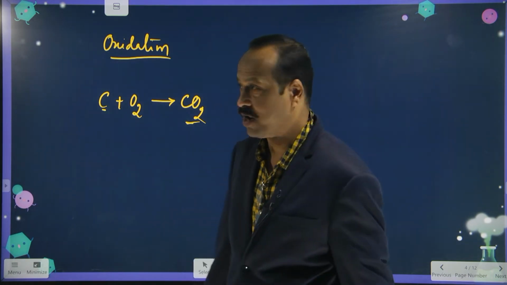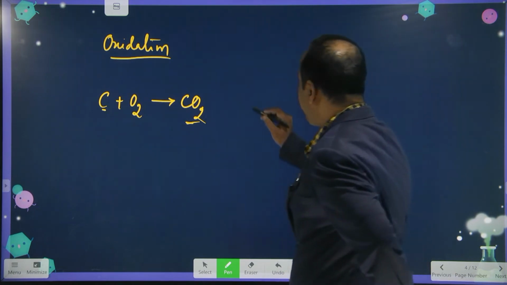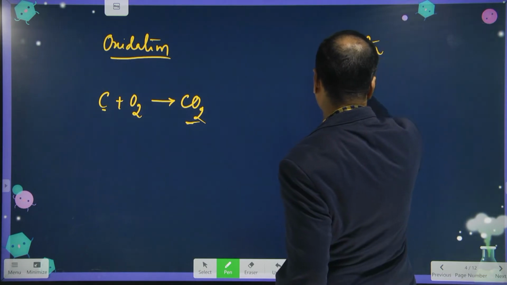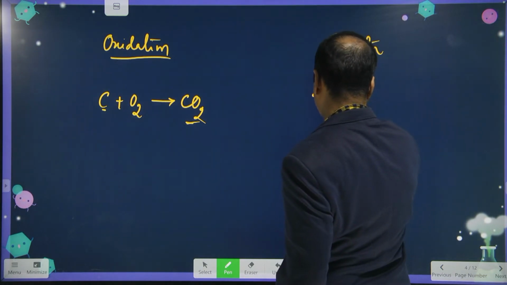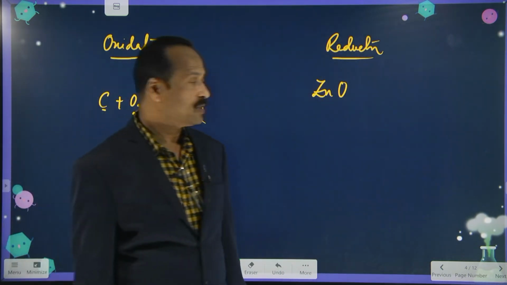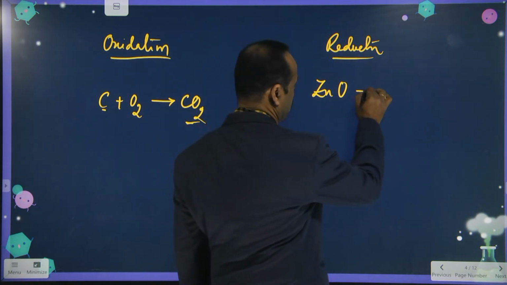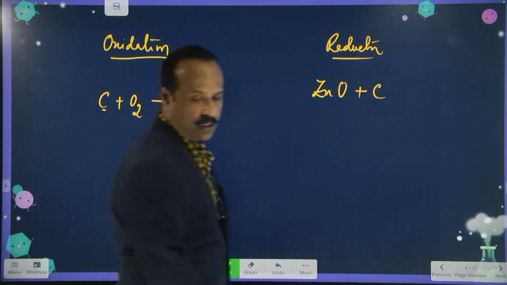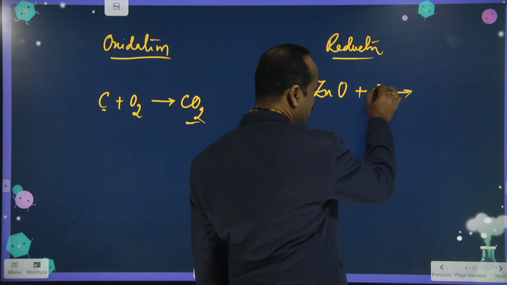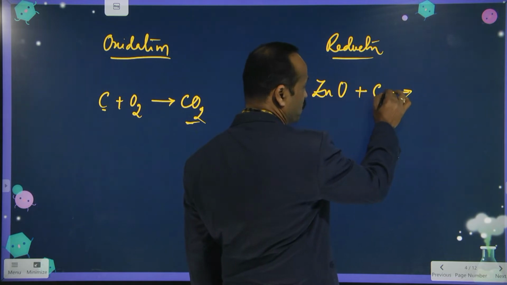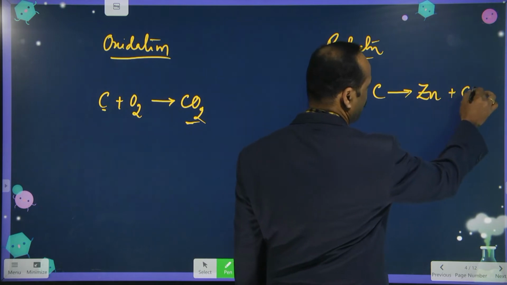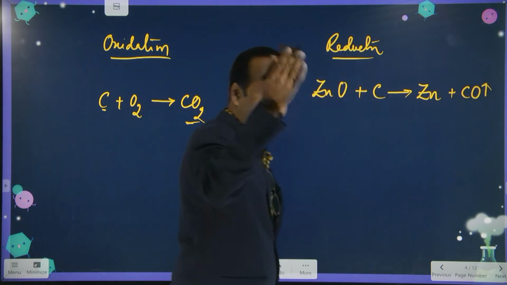Okay, removal of oxygen. For example, if you see, let me take the zinc oxide reduction. I am taking for example zinc oxide. ZnO is called zinc oxide. If I heat this zinc oxide with carbon, then what happens? This carbon removes the oxygen from the zinc, so we form zinc, and we get carbon monoxide. Carbon monoxide is a gas, it escapes.